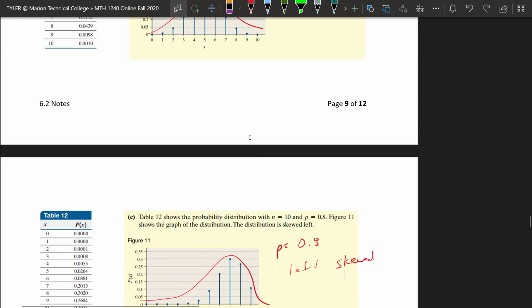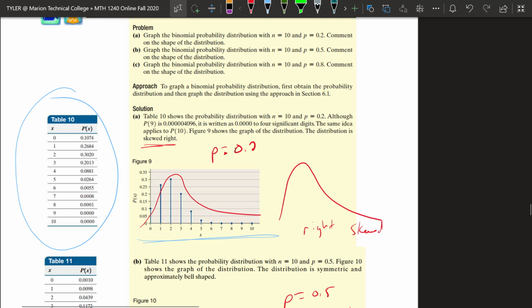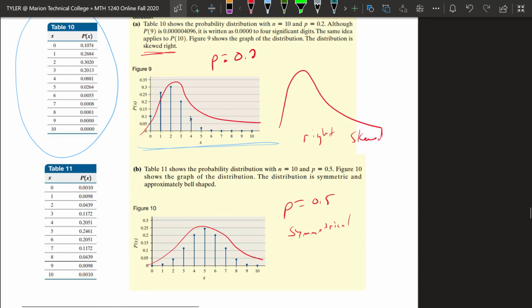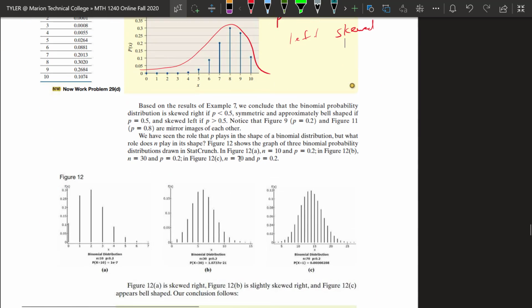Also, since p equals 0.8 and p equals 0.2 both add to equal 1, something to notice is that those are mirror images of each other. It's like we just flipped: 0 became 10 and 1 became 9 and so forth. That's what happened here. They just kind of flipped.